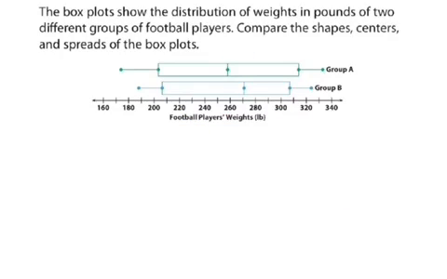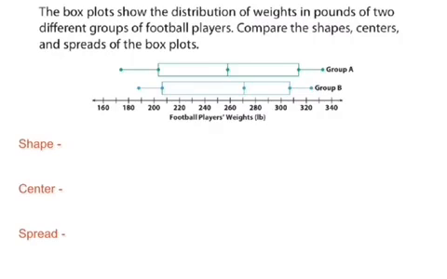Now let's talk about comparing them. So we have two box plots. And like we've done with dot plots, we can compare the shape, center, and spread. It says the box plots show the distribution of weights in pounds of two different groups of football players. Compare the shape, center, and spreads of the box plots.